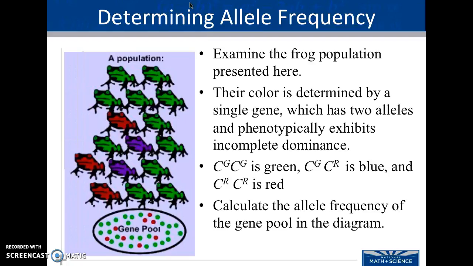Keep in mind that if this was a dominant recessive situation, green would always cover up red, or red would always cover up green, but because when we see the 2 present, it's a different color, we call it incomplete dominance. The question is, how do we calculate the allele frequency of the gene pool?